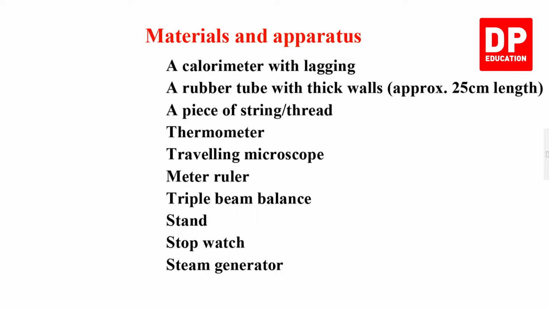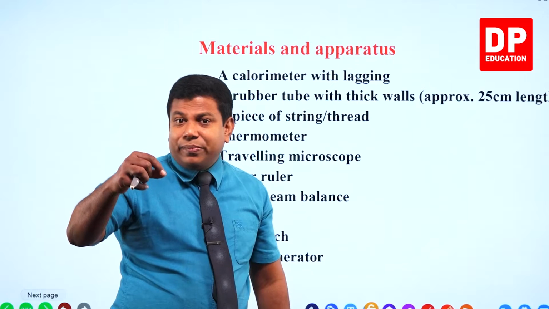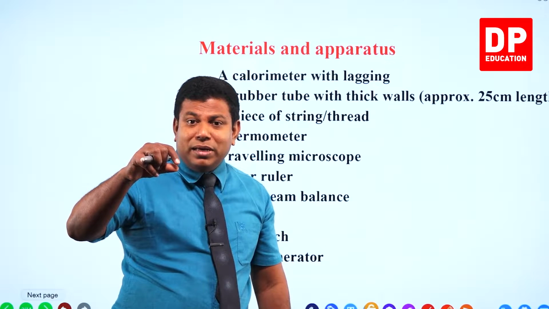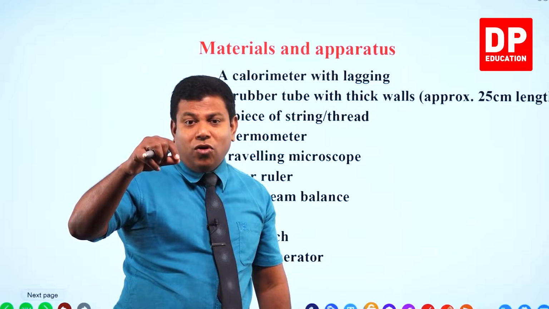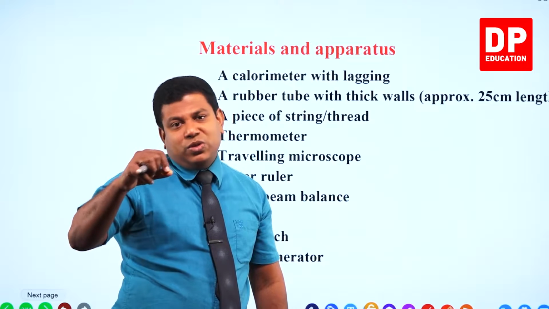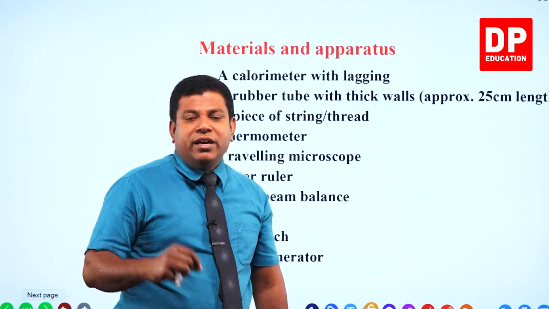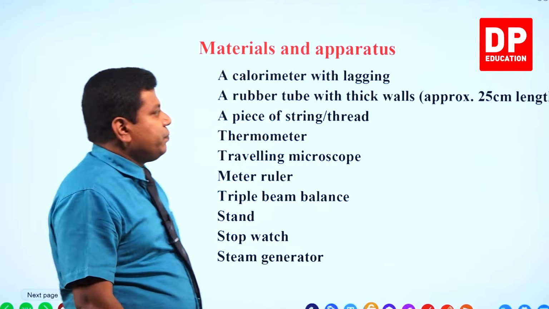Materials and apparatus, you can see a calorimeter with lagging, proper lagging you need. Rubber tube with thick walls. Why it has to have thick walls? Because otherwise the measurement error will be high, right? If it's a very thin wall, the measurement error will be high. So to have lower measurement error, you have to have thick walls.